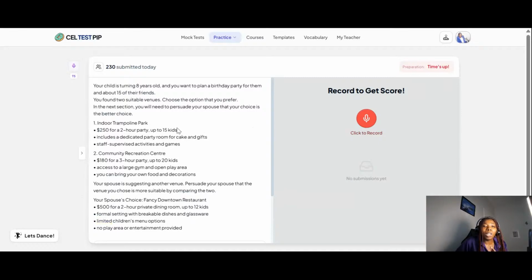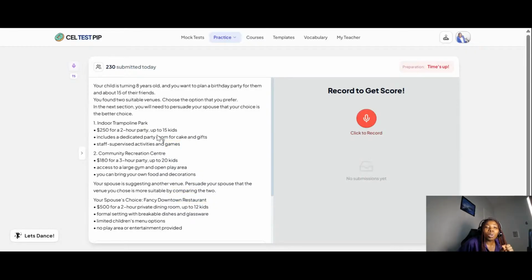So you tell yourself, if the other option they will bring up is cheaper, then I'm going to talk about the durability. But since this one now is cheaper, it makes it easy. You just say that it is less expensive, and it can also host up to 15 of her friends. Then you use that comparison word: unlike the fancy restaurants that would only take 12 kids. You see that?